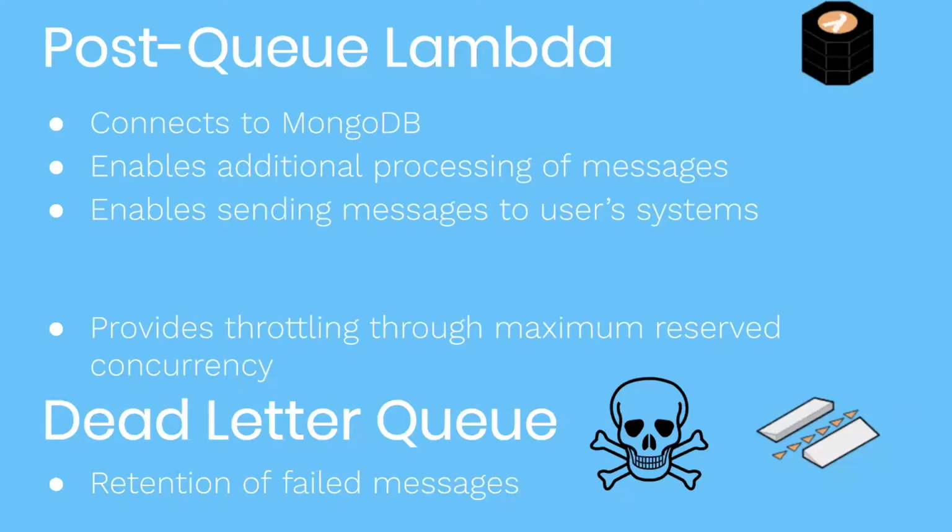So this Lambda can connect to MongoDB. It allows us to perform additional heavy lifting processing of those messages, and it enables us to send the data to other external systems. But we have introduced a new problem here.